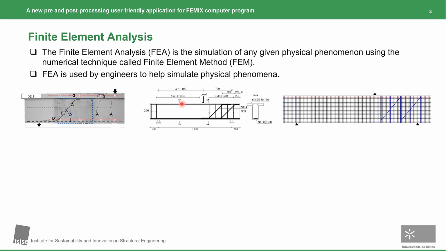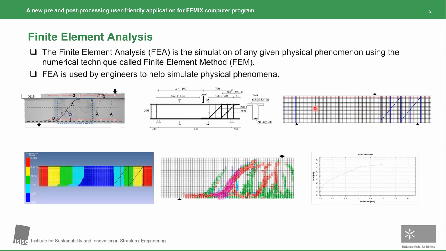First, we extract the geometry of this beam. We have the dimensions of the beam, and also the material properties. Then we discretize this geometry into finite element meshes. After the finite element analysis, we will have the output, which could be, for example, the deformation, stresses, strains, and also crack patterns, and some responses of these structural elements, such as load and deflection.